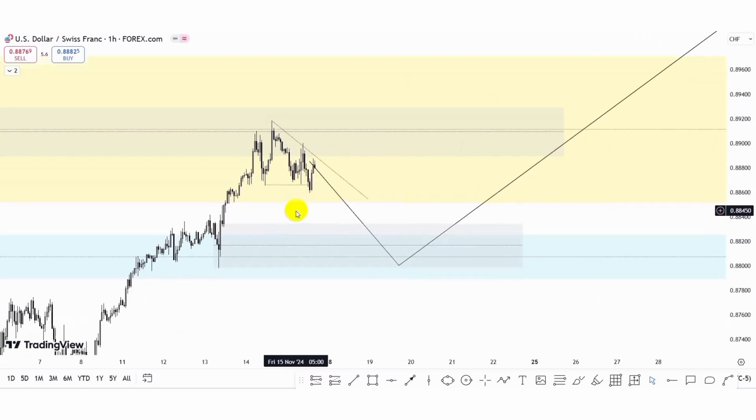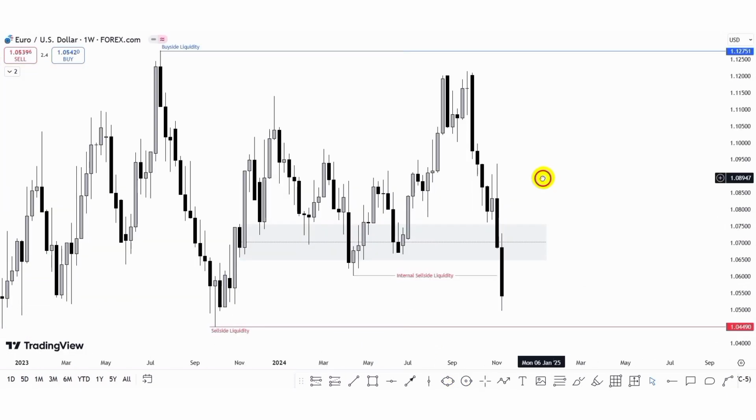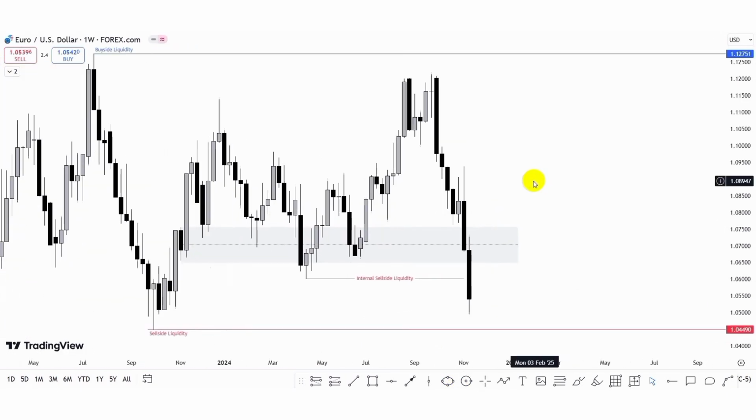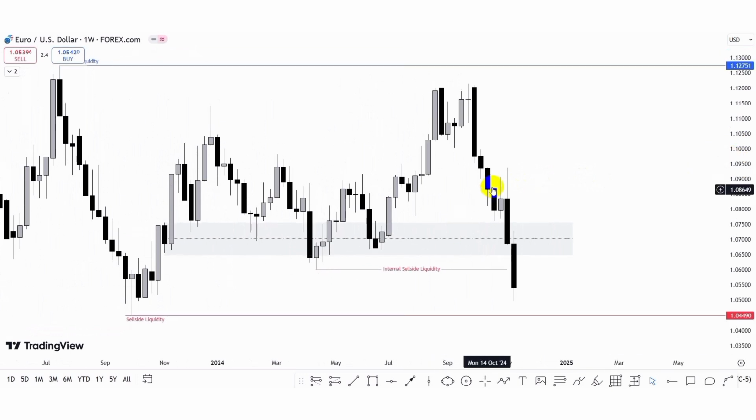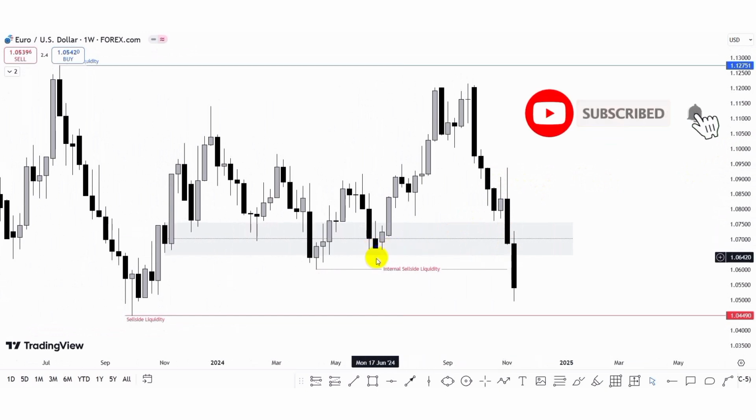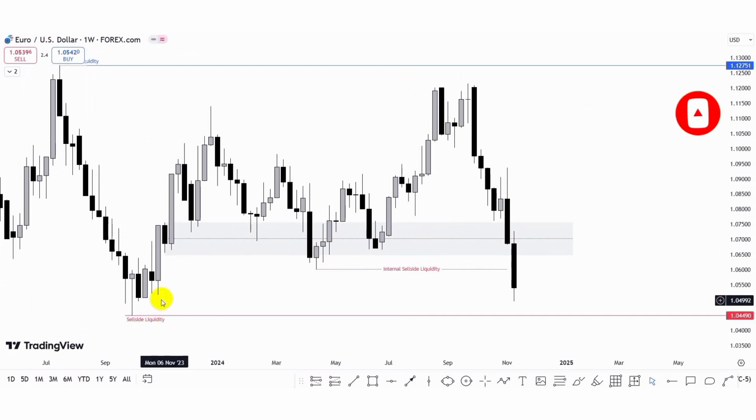So let's check out the EURUSD pair. This is Euro USD, and this is a weekly time frame. So last week I told us to expect more bearish move to the downside since we expected to see bullish move in the dollar index. So we expected to see that the market would take out this internal sell side liquidity. Here we have our external sell side liquidity, which is our next draw on liquidity. Now we can see we have bearish momentum to the downside.